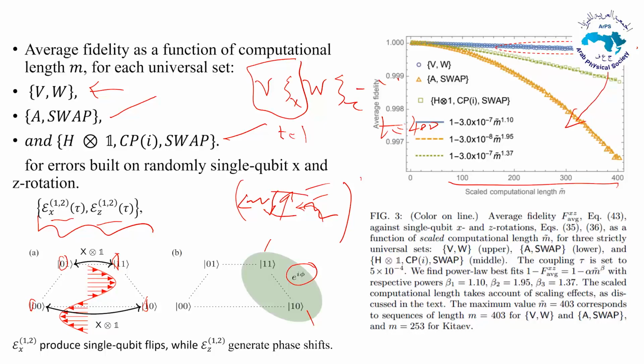You can see here that the blue is our system. The green is the third system, and the yellow is the second system. In any case, you can see that the fidelity after 400 is closer to 1. So that means our system is very stable compared to the conventional, well-known universal case.